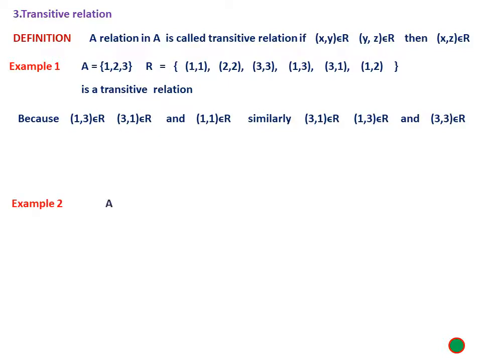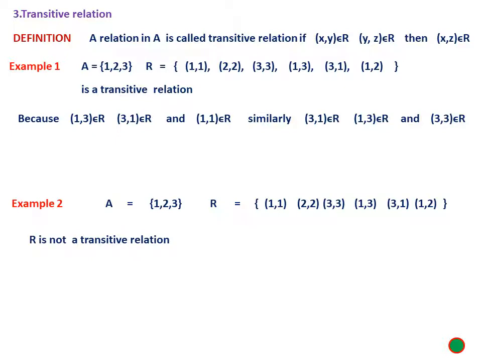Now let us take one more example, example 2, where it is not transitive, so that the idea will be clear. Let us take A = {1, 2, 3}, R = {(1,1), (2,2), (3,3), (1,3), (3,1), (1,2)}. Now here we can see very clearly it is not transitive, because see, take for example (3,1) is there and (1,2) is there. So (x,y), (y,z). Now as per the definition, (x,z) must be there. x is 3 here, z is 2. So now (3,2) is not there in the relation. Therefore it is not transitive. Hence it is not transitive.